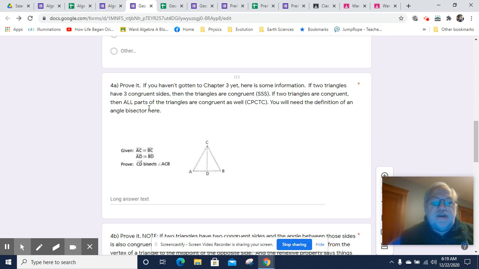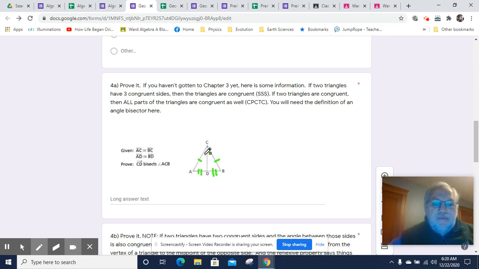So you'll need the definition of an angle bisector for this one. We've been given some information: AC is congruent to BC, so I've marked those as congruent. We've also been told that AD is congruent to BD. And then we're asked, does ray CD bisect angle ACB?